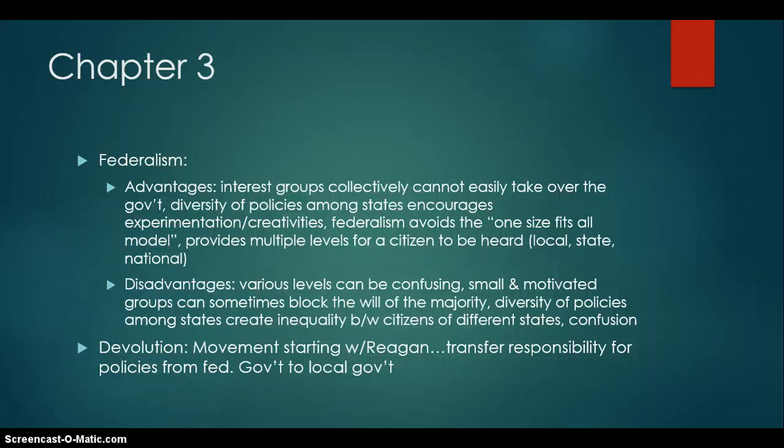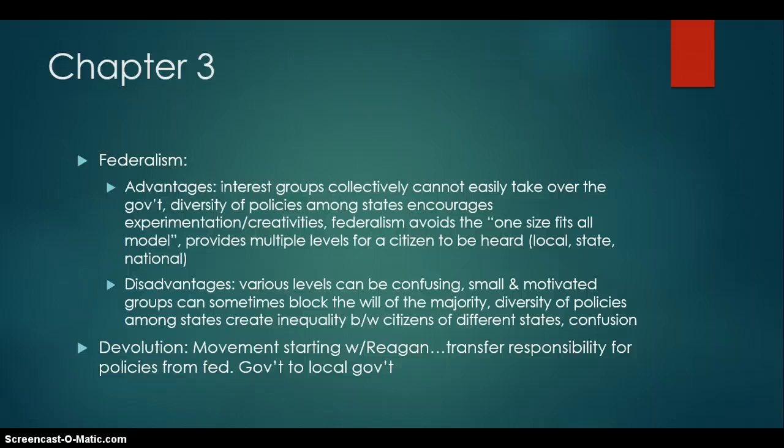And the last thing I'm going to mention is this trend of devolution. The movement actually started with Reagan, where you're transferring a lot more responsibility for policies from the federal government down to the local government. So states have begun to take a little bit more control. But one thing that has slowed down devolution, for example, was September 11th, the need to guard against other attacks. So we've seen the federal government actually gain more power and take more of a role.